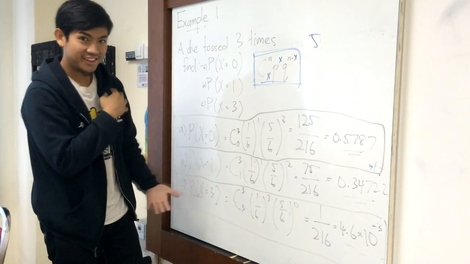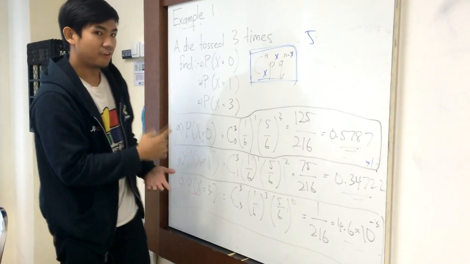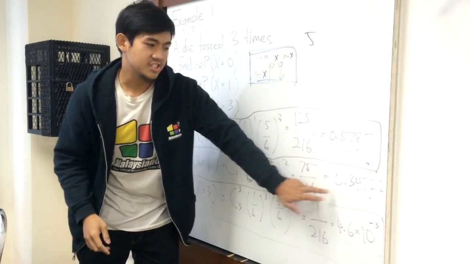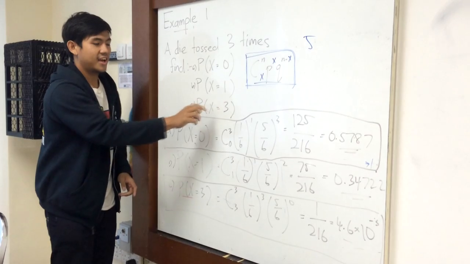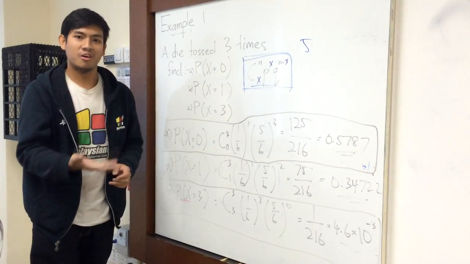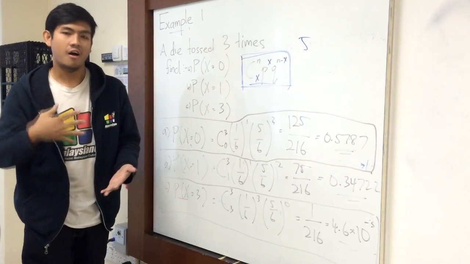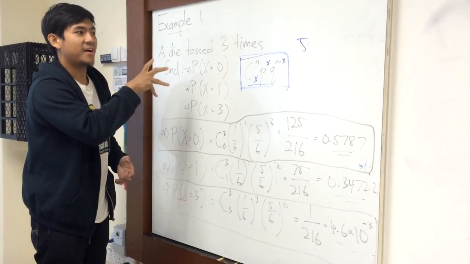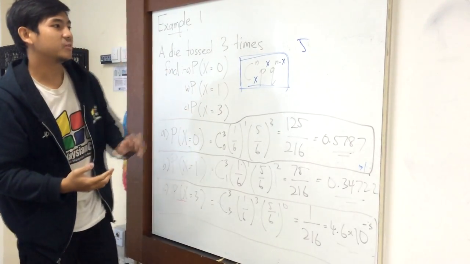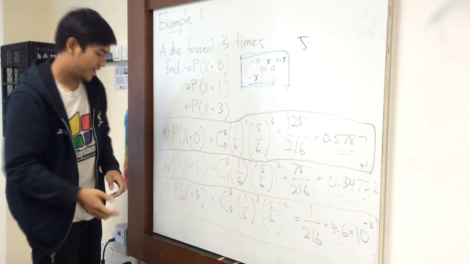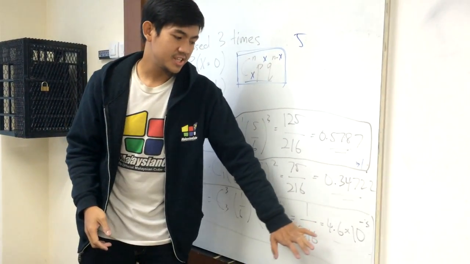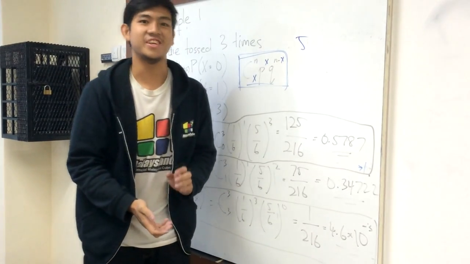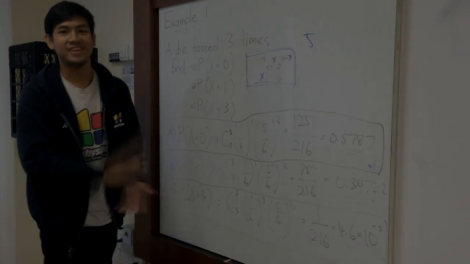The second one is if the number of 5s that comes out is 1 in 3 tosses. Directly transferring to the formula, we get the answer 0.34722. And the last one is if all of the dice thrown come out 5, which is 3. So directly transferring it, we got the answer 4.6 times 10 to the power of negative 3. That's all for this example. Thank you.